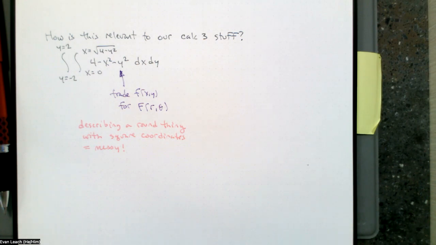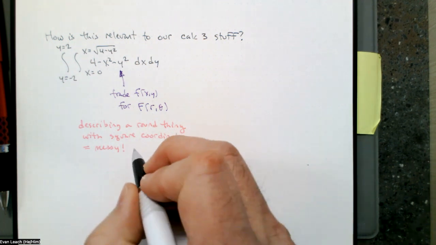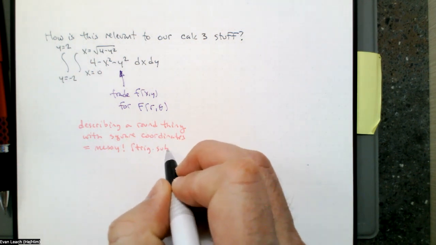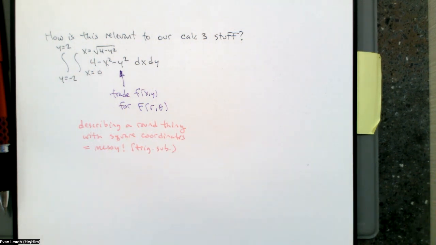We were describing a round thing with square coordinates. That means things are going to get messy. In particular, this led to trig substitution. And even though trig substitution is our favorite, and we love any opportunity to do trigonometric substitution, maybe there's a better way. The other reason that we would want to do this is because we can, and that's what we're here for. We're here to learn the things that we can do.